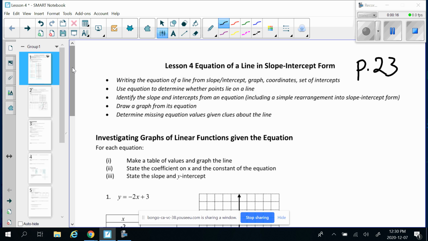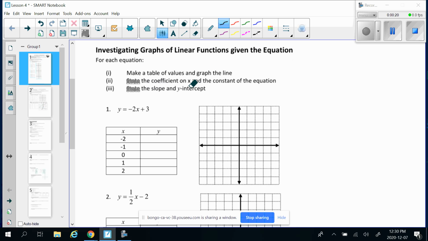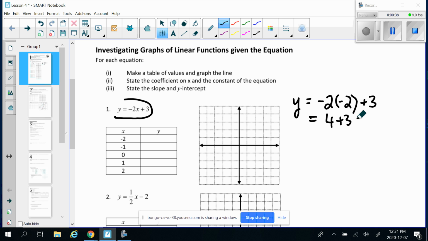So we're going to do a little investigation first. This first question asks us to make a table of values and then graph the line. So here is the equation that they have given us, right there. And they have given us an x value of -2. So to get the y value, I'm just going to plug in -2, and I'm going to figure out what this is. So 4 plus 3, which is 7.